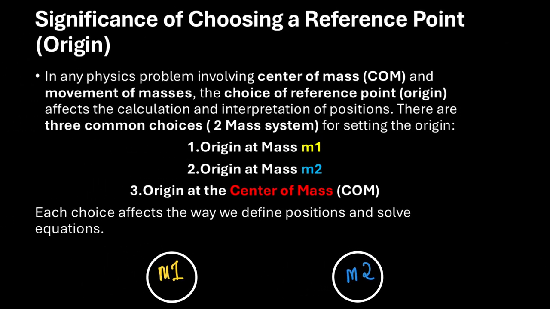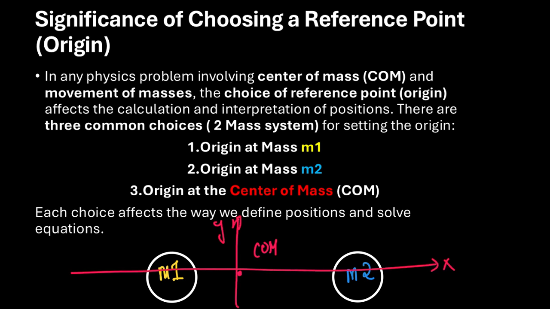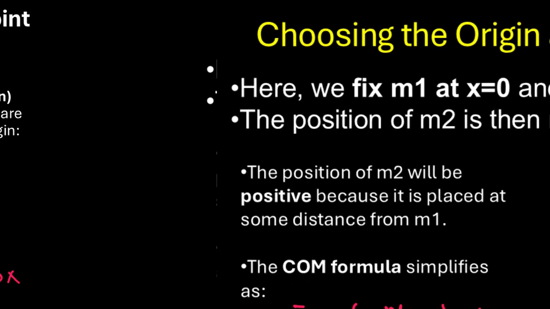Which all are they? Origin can be either at mass m1, which means you can consider this to be the origin like this, with the y-axis and x-axis. Or you can consider this to be the origin, with the y-axis and x-axis. If not, you also have one more case: the center of mass as origin, with the x-axis and y-axis like this. So there are three possible ways to consider the origin. Let us go through one by one.